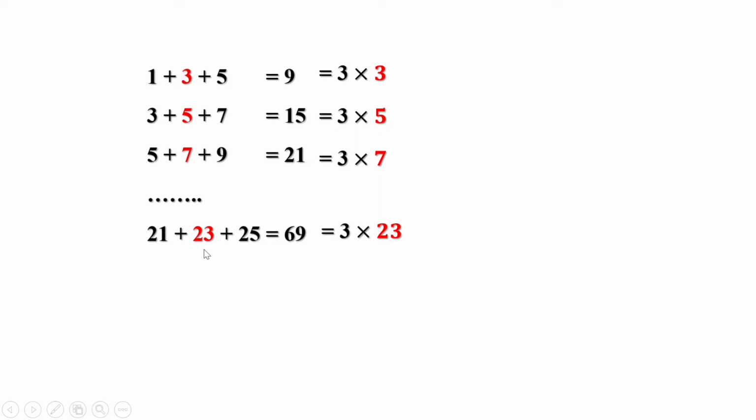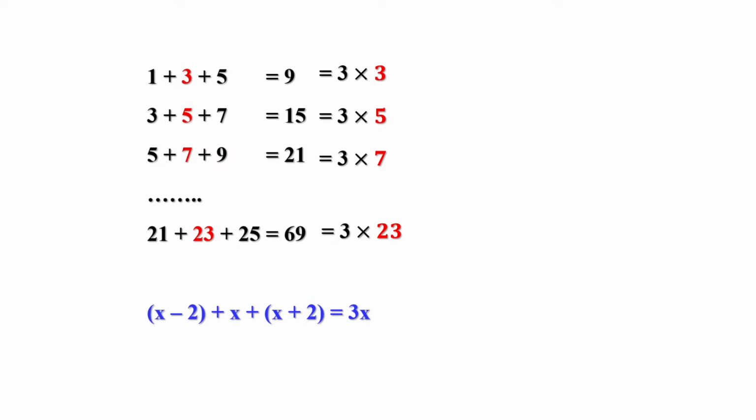Suppose the middle number is x. What is the next number? x plus 2, right? And what is the previous number? x minus 2. Let us add it together. x minus 2 plus x plus 2. Minus 2 and plus 2 get cancelled. x plus x is 3x. That is, the sum of three consecutive odd numbers is always 3 times the middle number.